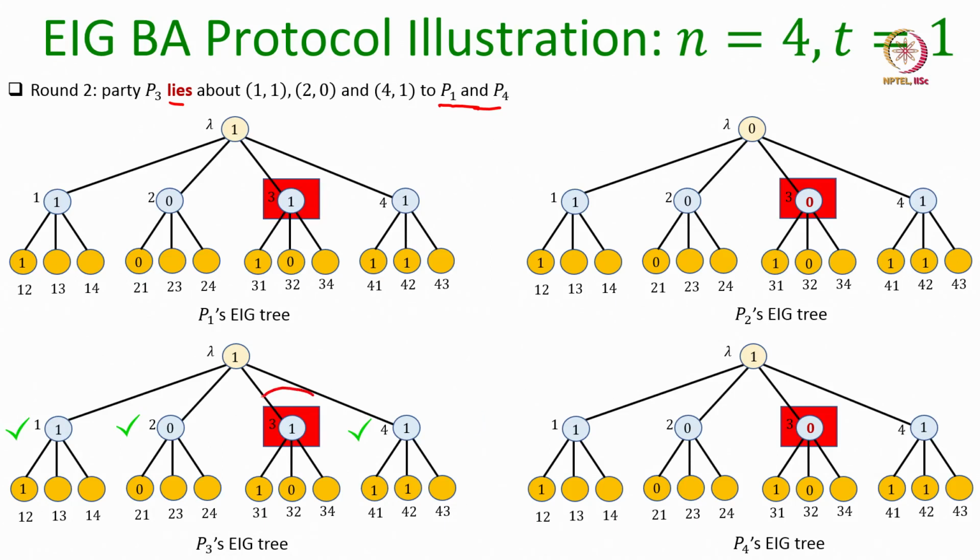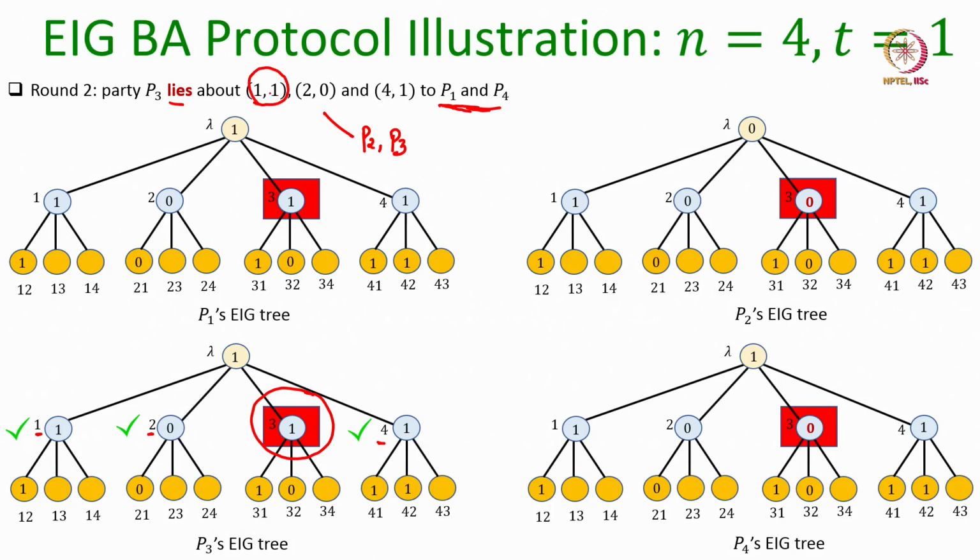So, first of all, what are the nodes for which P3 should send the values? Except for this node, it should send the value of the node with label 1, with label 2 and label 4, right. But it has decided that it will send the values, but it will lie about the values of these nodes to 1 and 4. That means to 2 and 3 it will send correctly, but to 1 and 4 it will send incorrectly. Now, let us see what is the consequence of this.